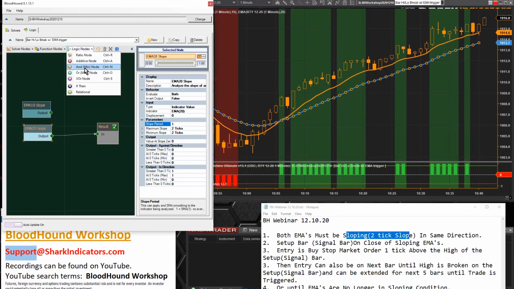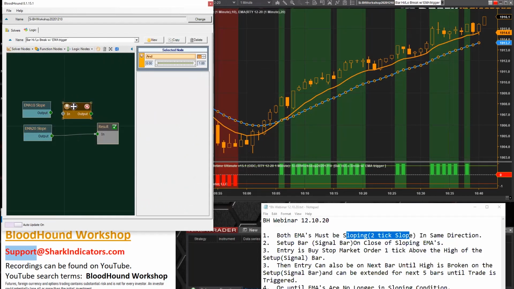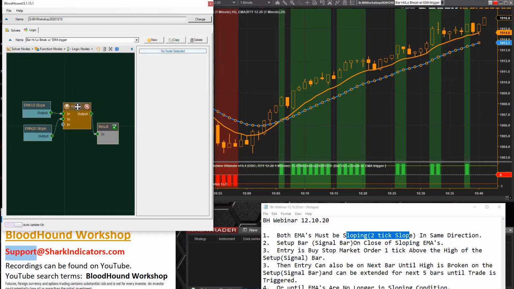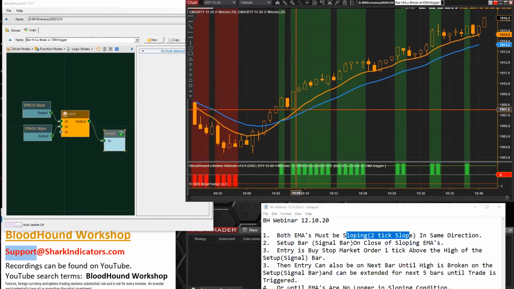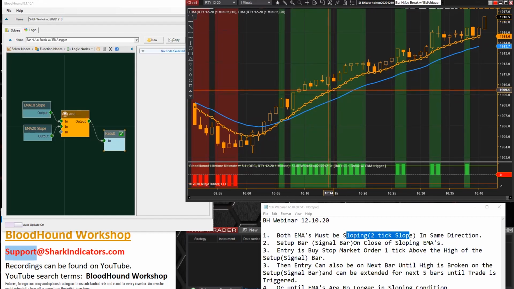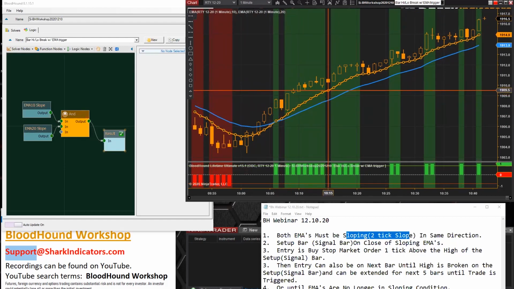And now we can grab an AND node, right? So from the logic nodes, we can connect both of these EMAs together, and we can identify when both moving averages have a 2-tick minimum slope together. So we can see every once in a while, it's going to be the faster moving average, the faster EMA, that drops below that 2-tick slope. So that's what's happening on these bars where there's no racing stripe: the slope on the EMA 10 dropped below 2 ticks.